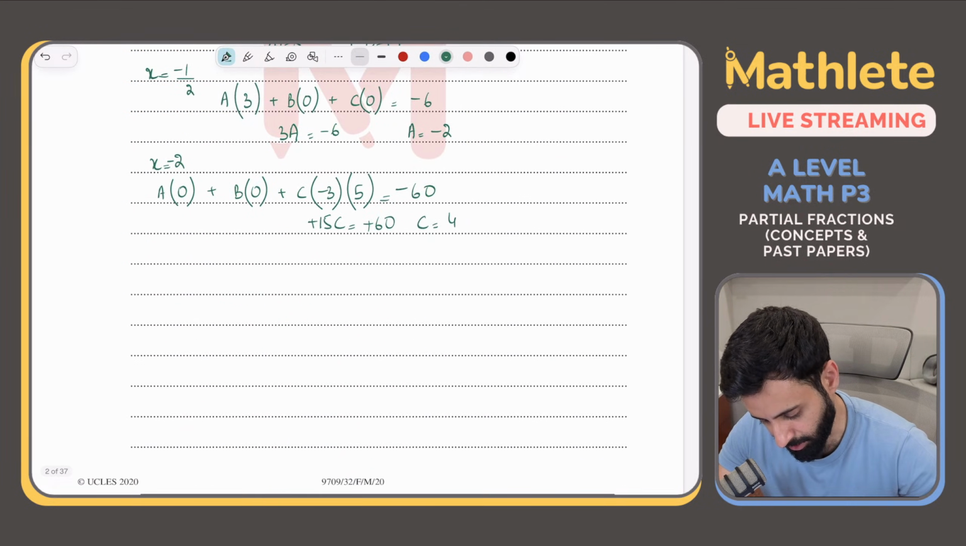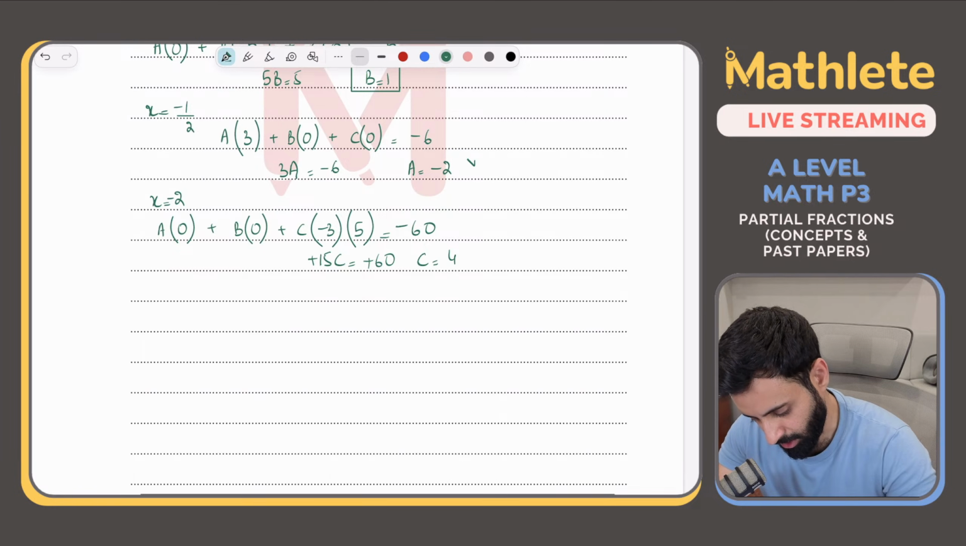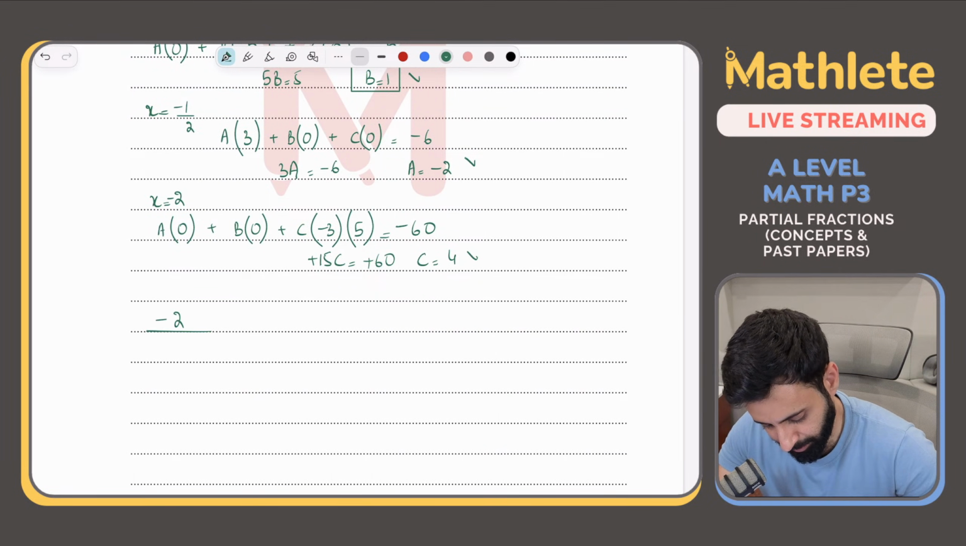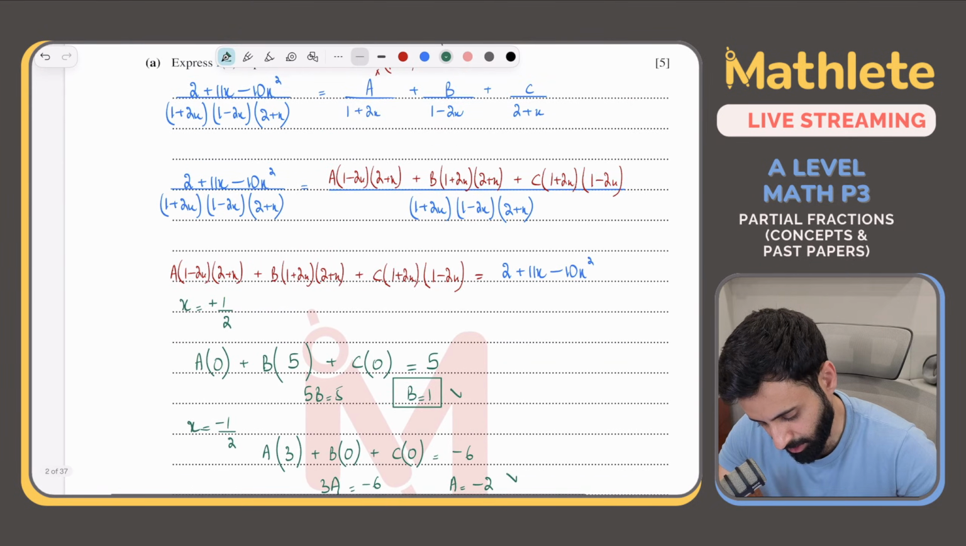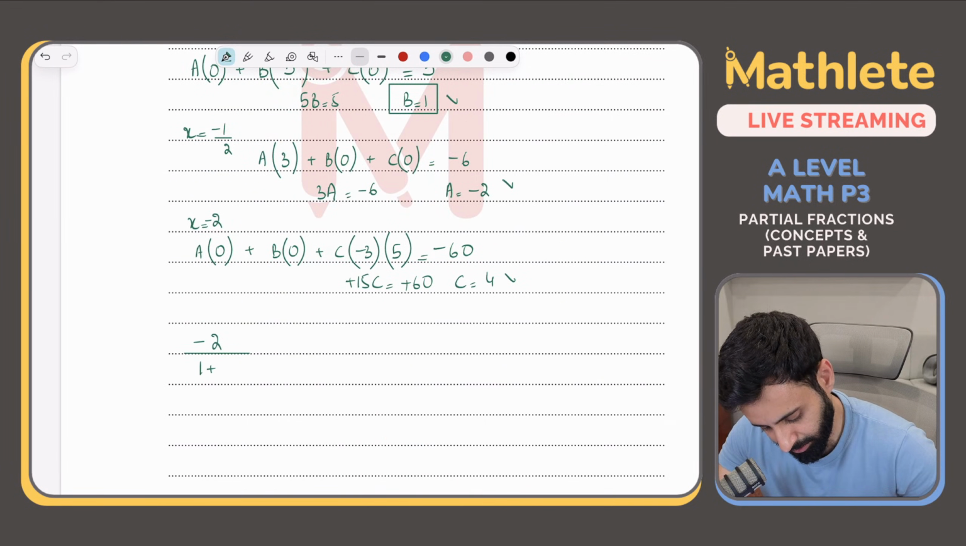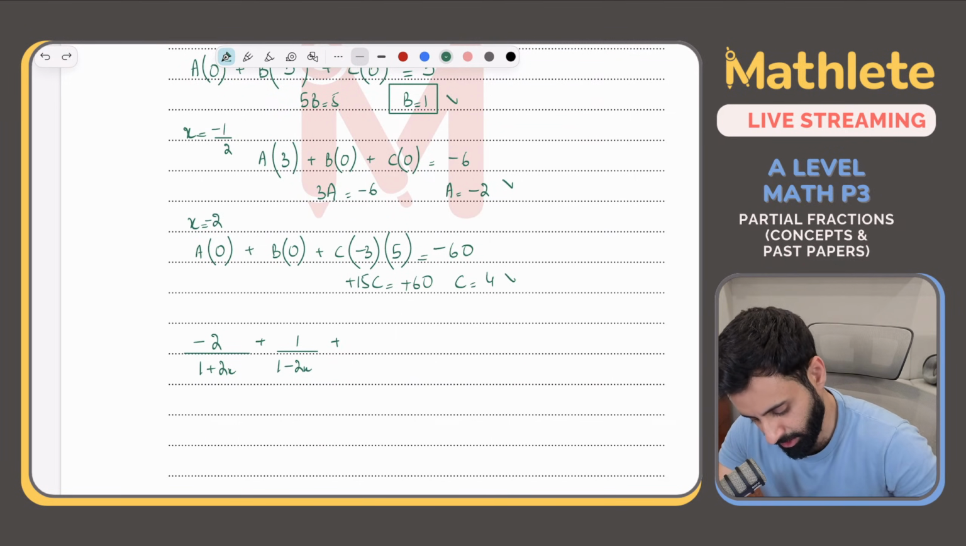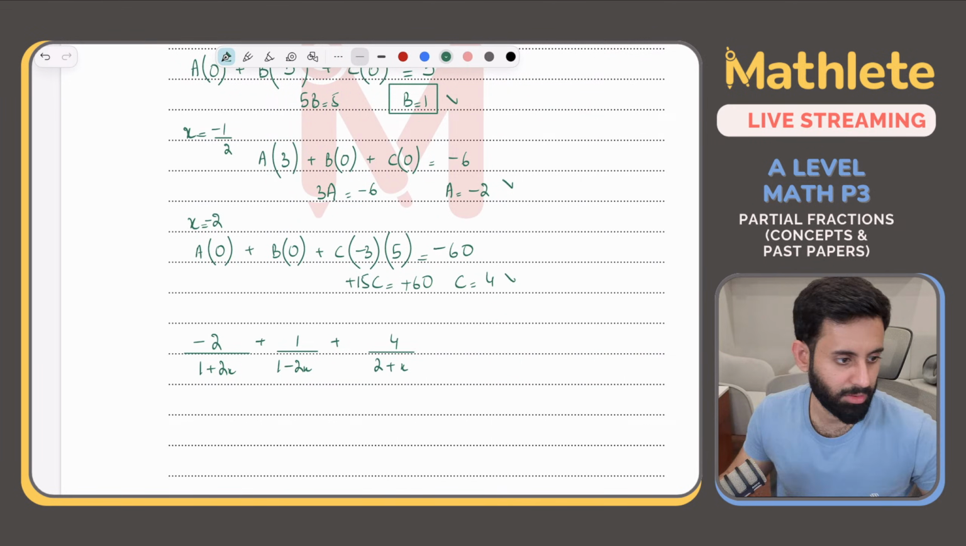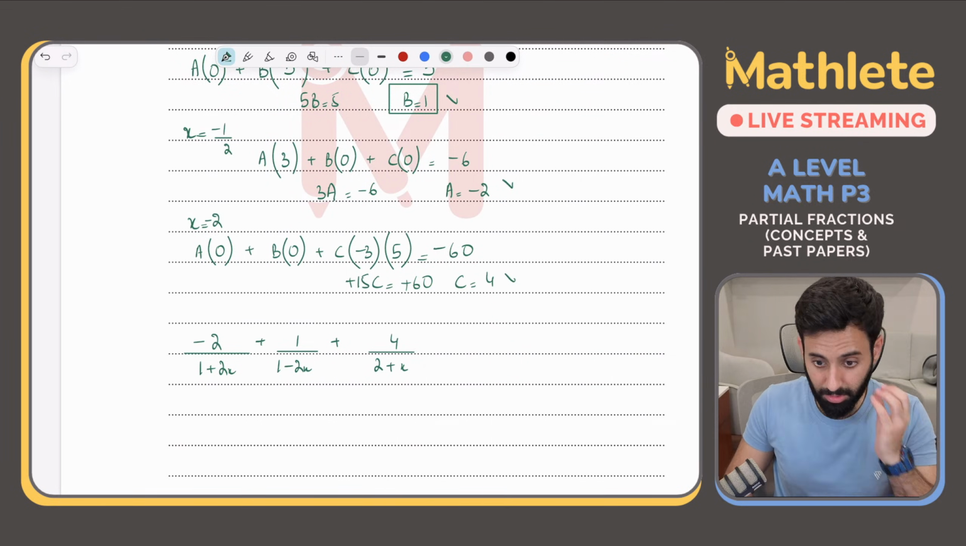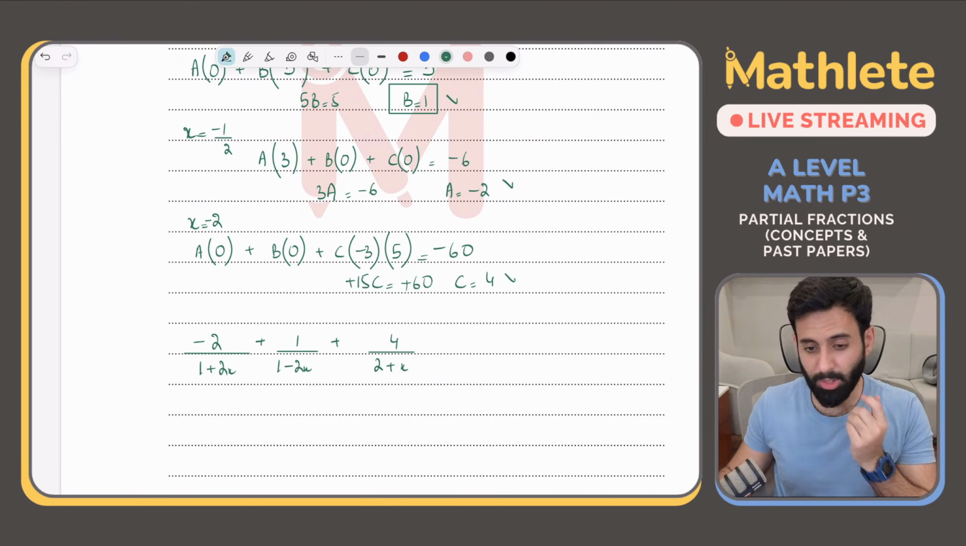We have the value of a. Here's the value of a. Here's the value of b. Here's the value of c. So minus 2 upon, what was the denominator of a? 1 plus 2x. Then we have b, which is 1. What was the denominator of b? I believe 1 minus 2x. Then c, which is 4, divided by the denominator of c, which was 2 plus x. ठीक हो गया? There you go. Lengthy, but not that difficult.